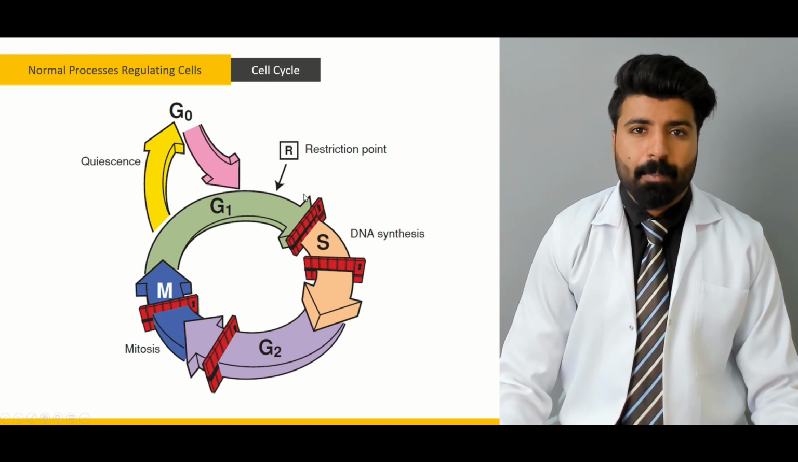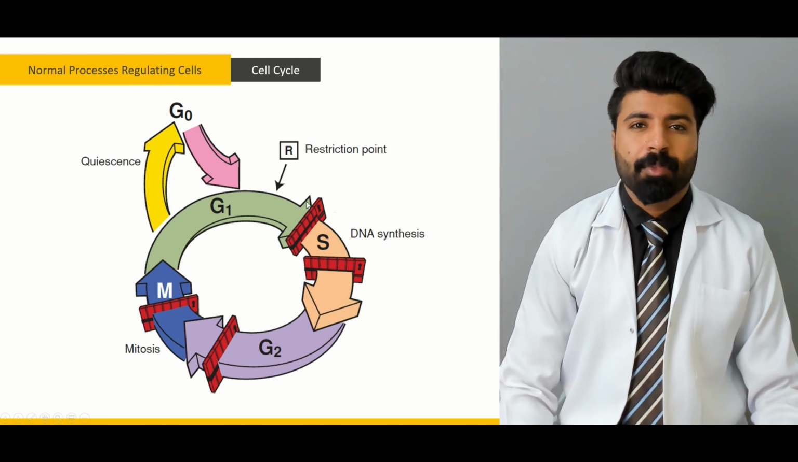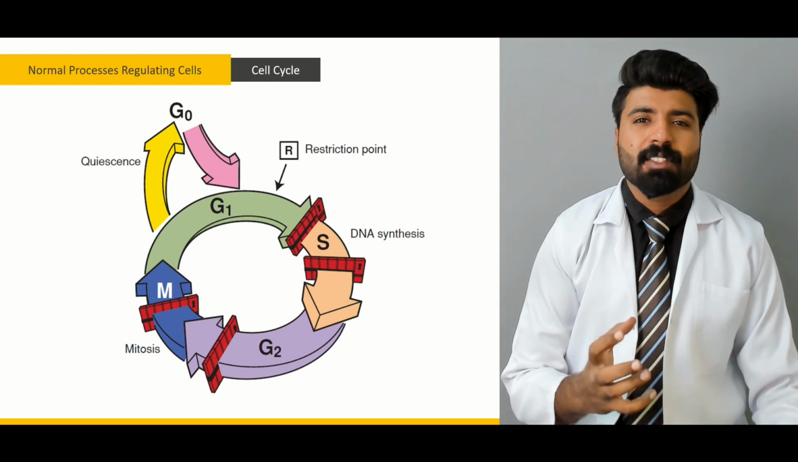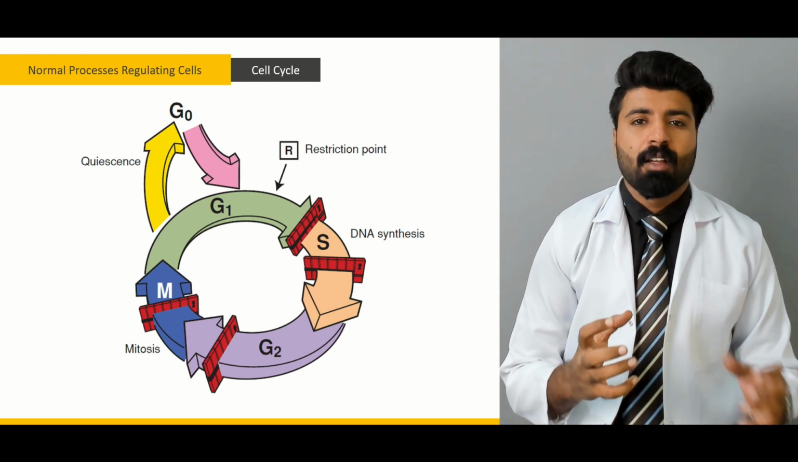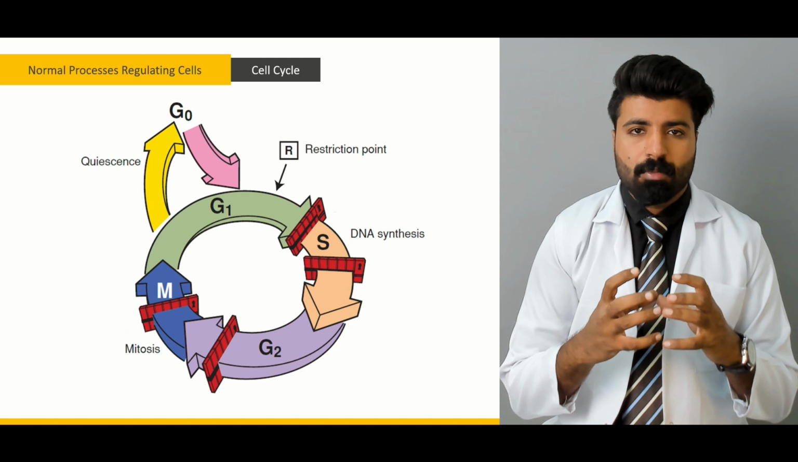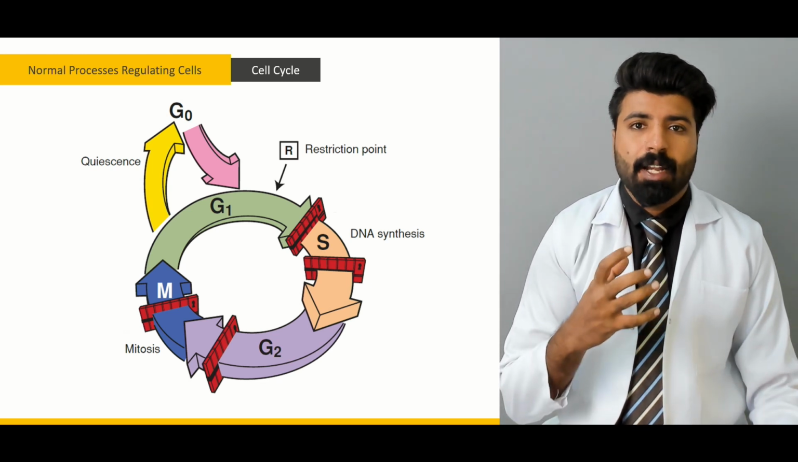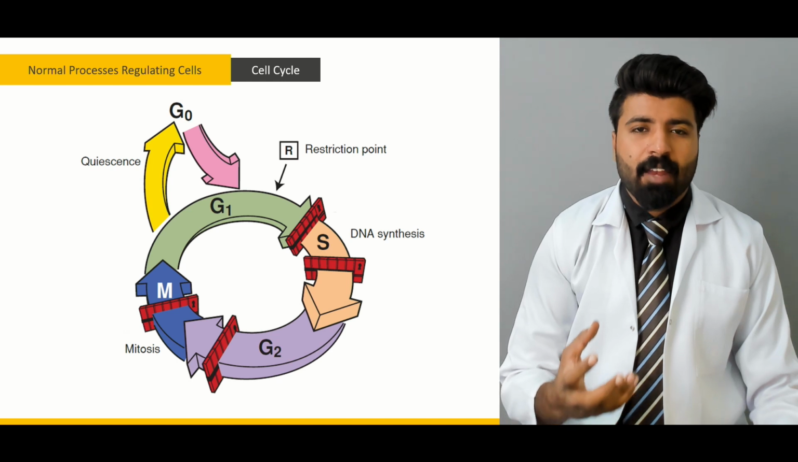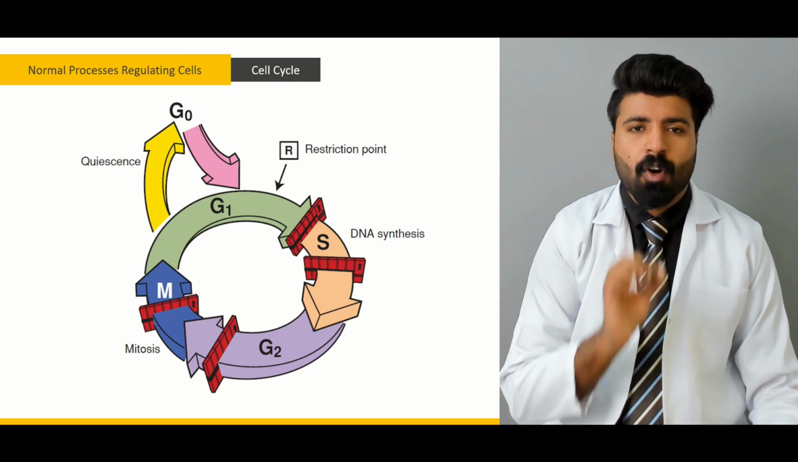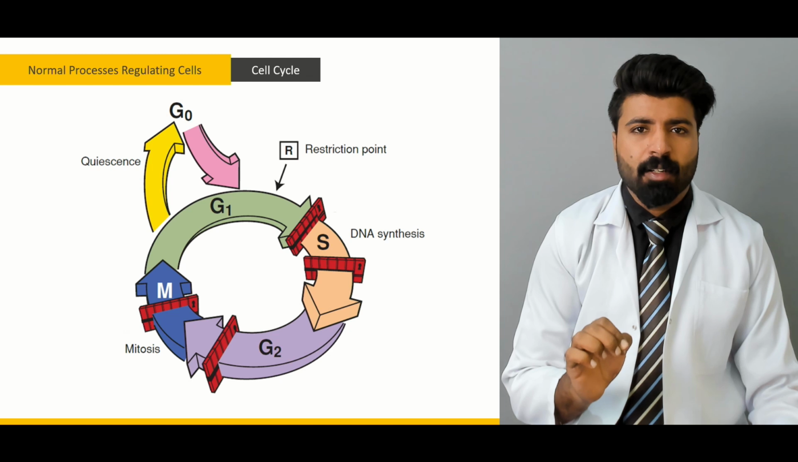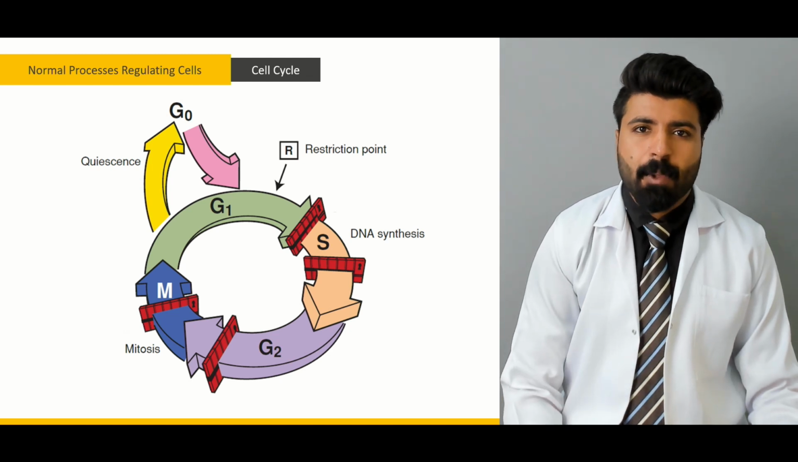G1 means gap 1, or the first gap phase of the cell cycle. It's that phase of the cell cycle in which the cell grows in size, it enlarges, and with its size, it does not multiply, it does not replicate. It's just increasing in size.